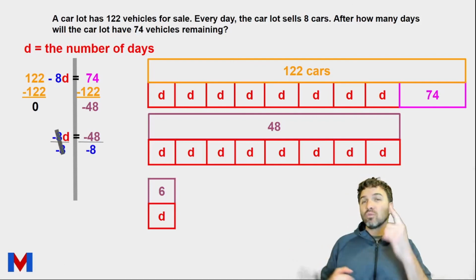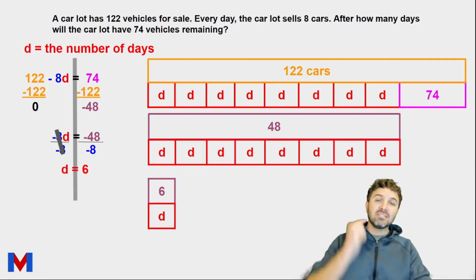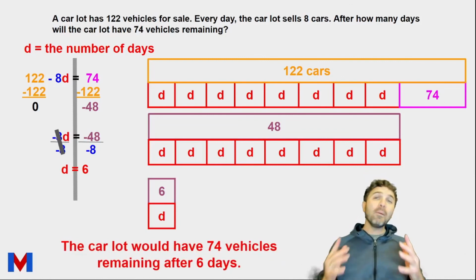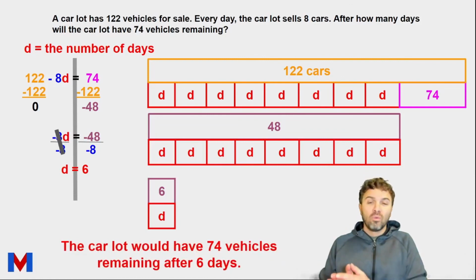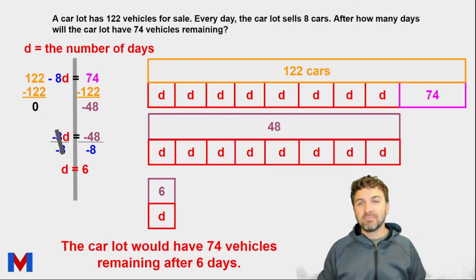Negative 8 divided by negative 8 is 1. 1 times d is d. And negative 48 divided by negative 8 is 6. So now we can say that the car lot would have 74 vehicles remaining after 6 days.